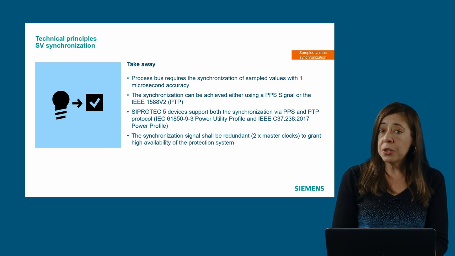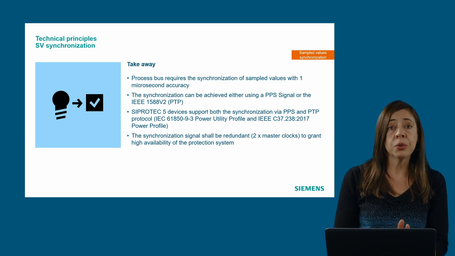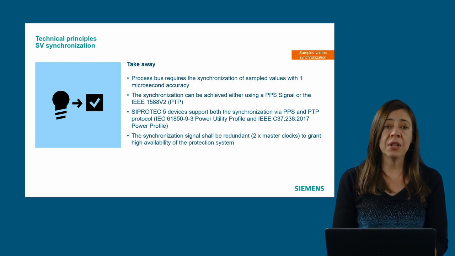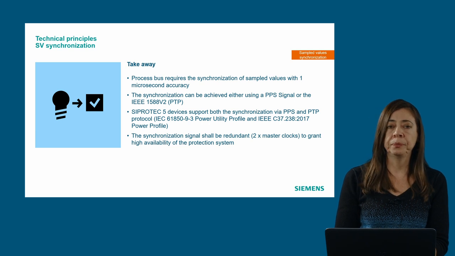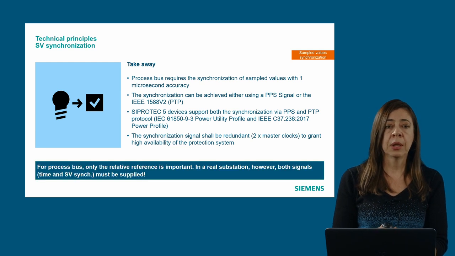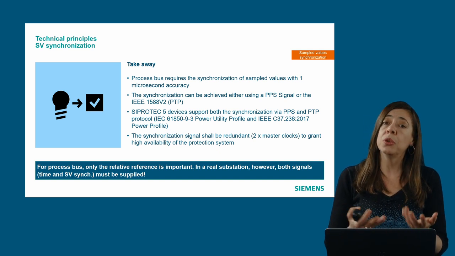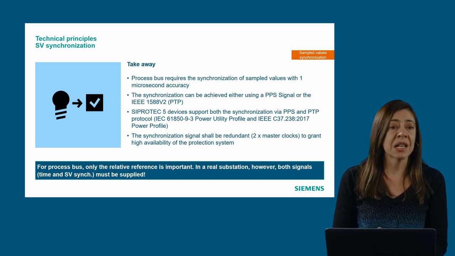The synchronization is really important and therefore shall be redundant, meaning 2 master clocks should be available in the station to grant the high availability required for the protection systems. For process bus, we only need the relative reference, but for the complete station, we will need also this global reference for the fault analysis.